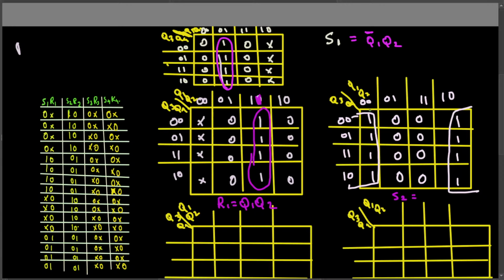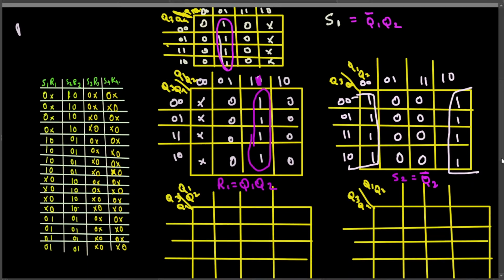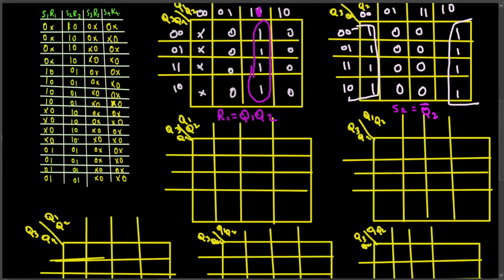Let's look at Q1 and Q2. Q1 is changing. Q1 is 0 here, here 1, it's changing, eliminated. Q2 is not changing. Q2 is 0 here and 0 here as well. So it's going to be there, but I had to do a complement since it's a 0. And how about Q3 and Q4? Q3 is changing, 0 to 1 eliminated. Q4 also changing, 0 to 1 eliminated. So the expression for S2 is Q2 not. Okay, what's the next one?